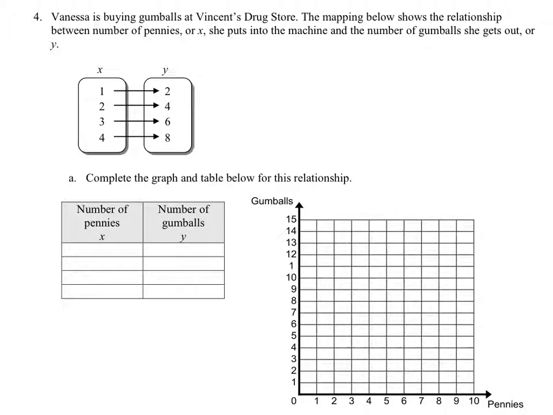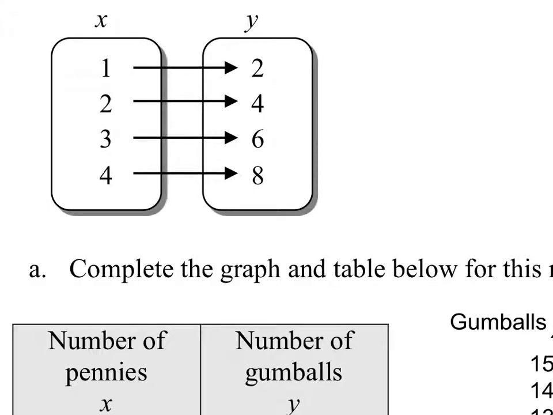Well, what about number 4? Vanessa is buying gumballs at Vincent's drugstore. The map below shows the relationship between the number of pennies, or X, she puts into the machine and the number of gumballs she gets out, or Y. Well, we haven't talked about mappings just yet, but this is one of them. X is the number of pennies, and Y is the number of gumballs.